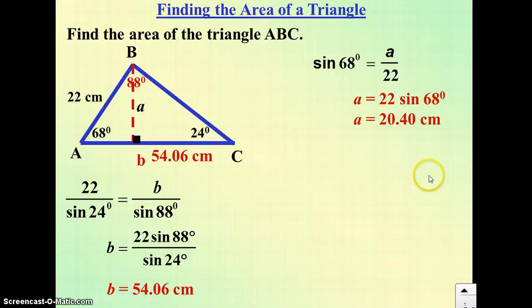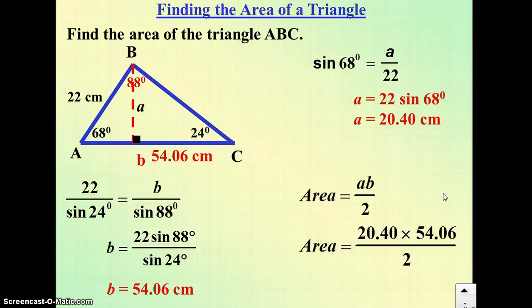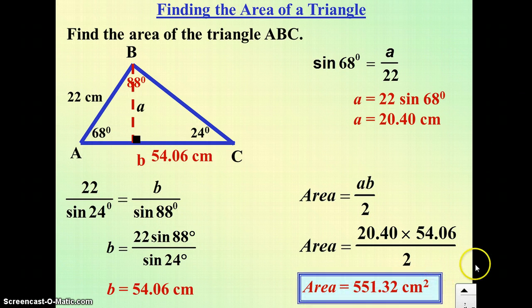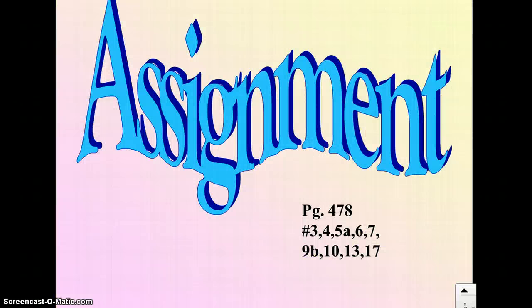So I can use the area formula for a triangle. Plug into this formula. Altitude is 20.40, base is 54.06, and we divide that by 2. And we find the area of this triangle to be 551.32 square centimeters. Well done.